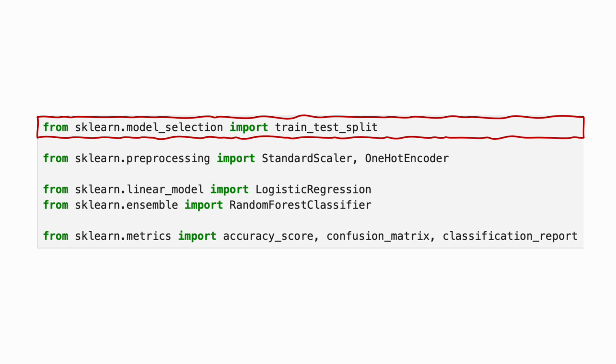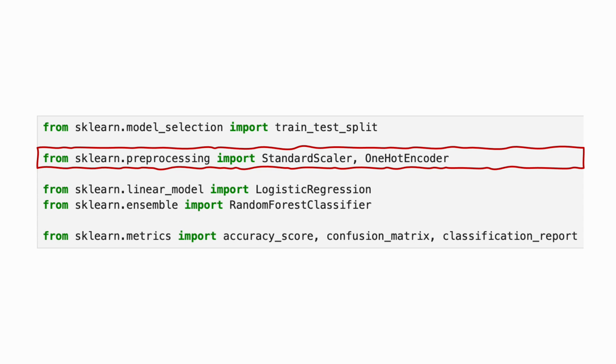Here we are importing from the model selection module within Scikit-learn. Model selection is all about tools for selecting and evaluating models. Specifically, we are importing the train test split function. Train test split is used to divide your dataset into separate training and testing sets. This is a crucial step in machine learning to properly evaluate how well your model generalizes to unseen data.